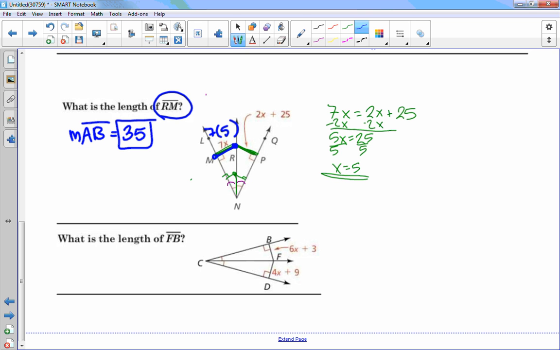Whoa, why did I say AB? There's not anything like that. So, thank you. Measure of RM, better, Simpson? Thanks for catching that. Okay, last one.